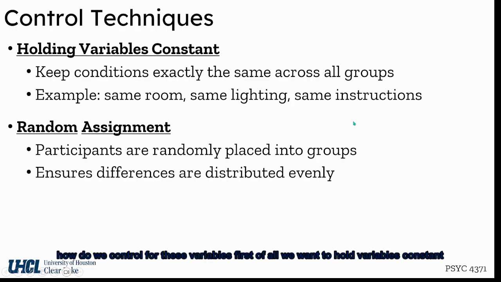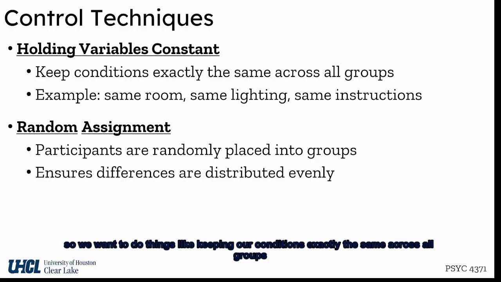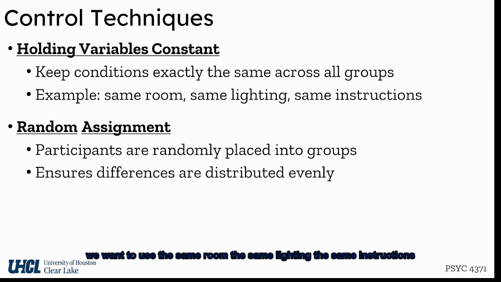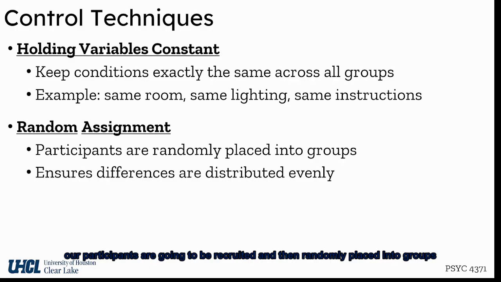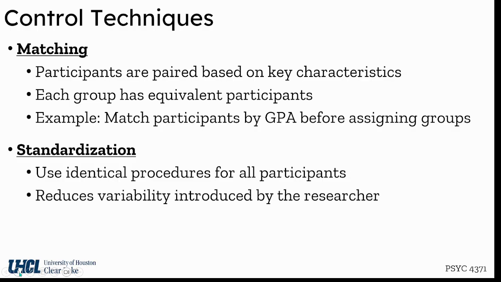How do we control for these variables? First of all, we want to hold variables constant. So we want to do things like keeping our conditions exactly the same across all groups. We want to use the same room, the same lighting, the same instructions. We also want to use random assignment, which is a requirement for causal conclusions. Our participants are going to be recruited and then randomly placed into groups. That makes sure that differences or variance is evenly distributed across all of those groups.